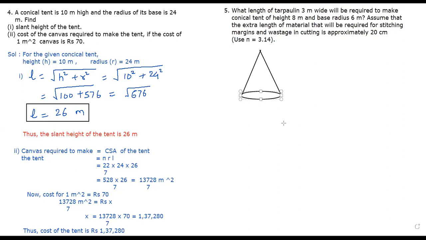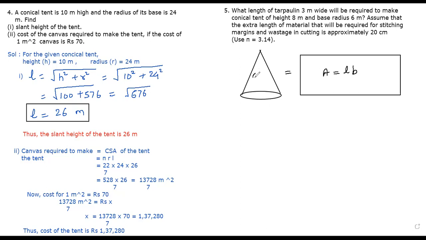We have to prepare this kind of a tent. Yes or no, children? Yes, sir. From what? From a rectangular shape, because tarpaulin, whatever cloth there is, is a rectangular piece, yes or no? Yes. So can I say the area? How much is the area of this cloth? Length into breadth. This area is actually equal to the cloth required, that is the CSA of the tent, because from this cloth we are going to make this tent. Yes or no, children?